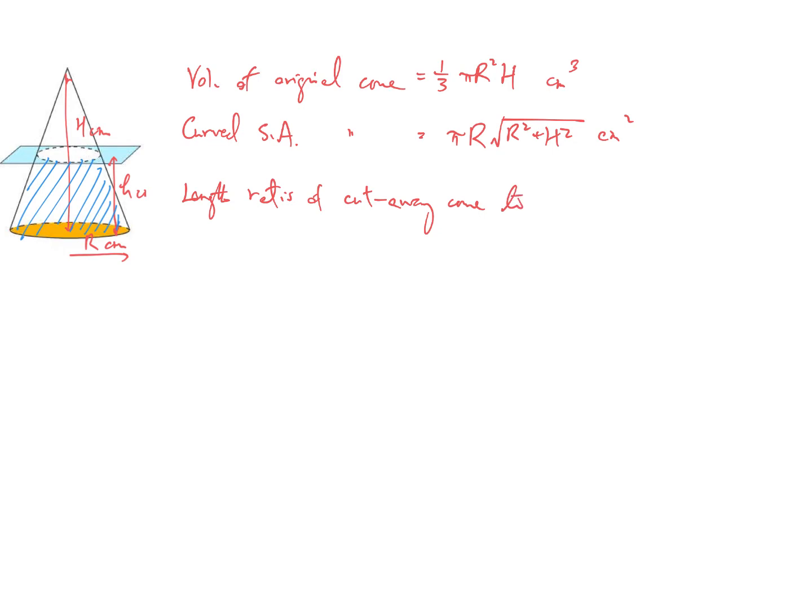to original cone. It's obvious that the length ratio is big H minus small h to the big H. This is the cutaway cone's height to the original cone's height. Therefore, we find the volume first. So volume ratios of cutaway cone to original cone.